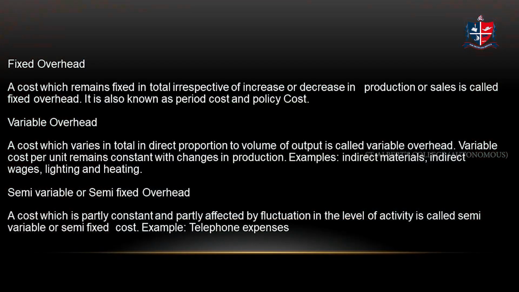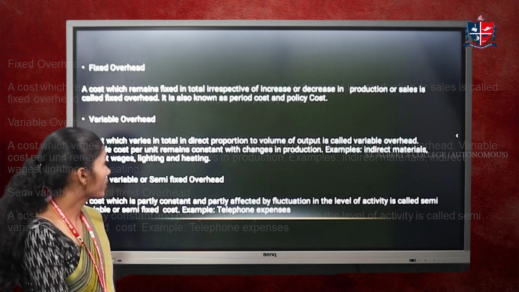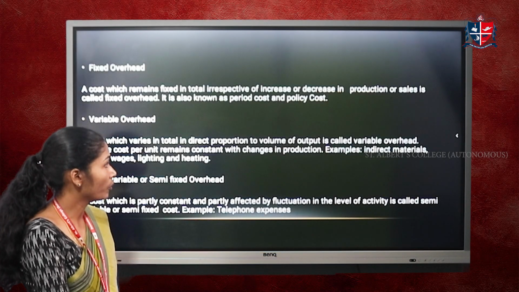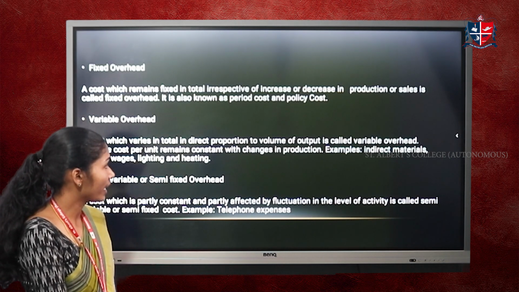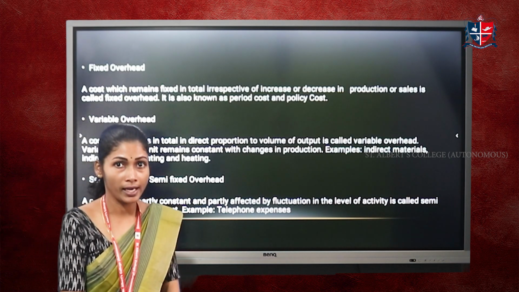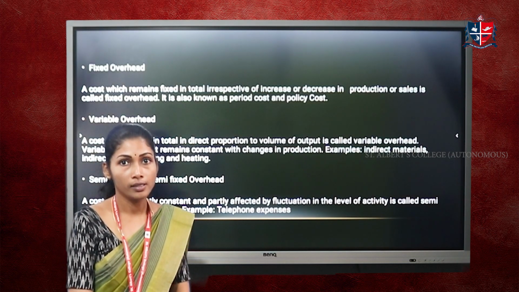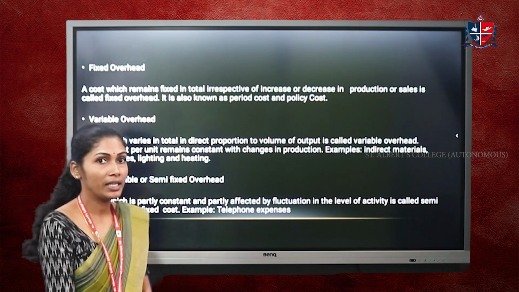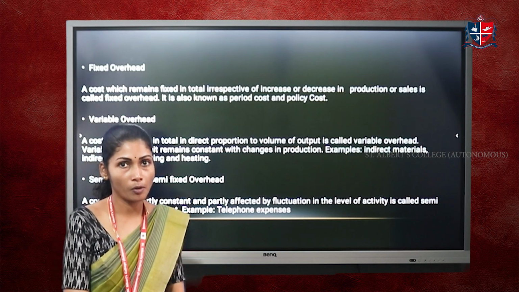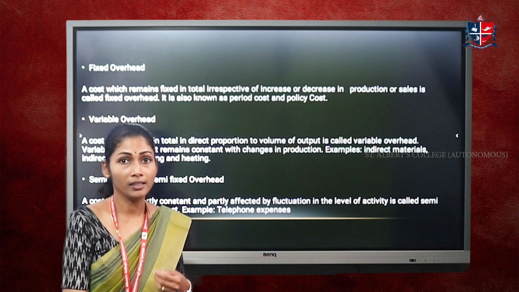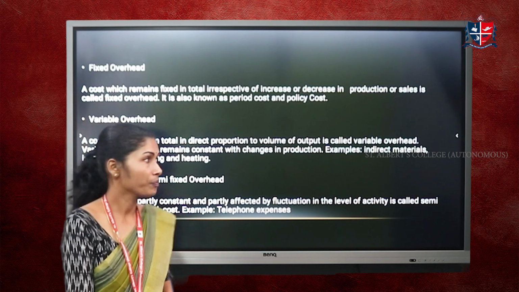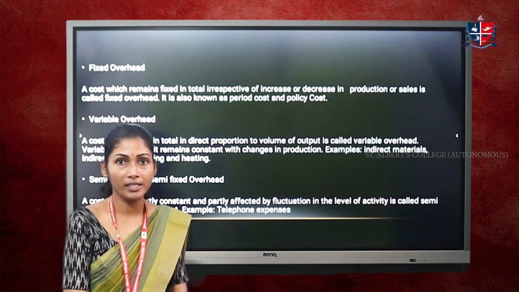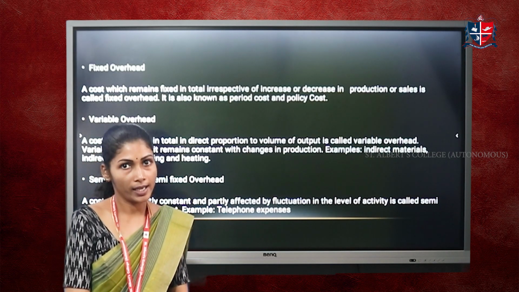And the second one is variable overhead. Variable overhead varies in total in direct proportion to the volume of output. Variable cost per unit remains constant with changes in production. If the production process changes, the variable cost always changes, so it mainly depends upon the production process. Any change in the production process must be reflected in the variable overhead also. The best examples are the price of indirect materials, indirect wages, etc.